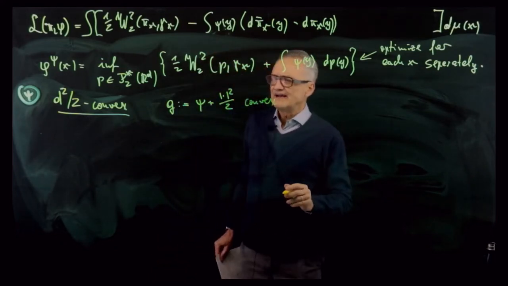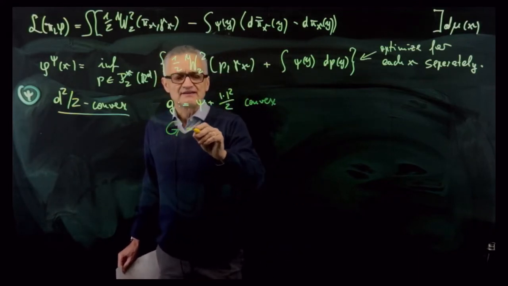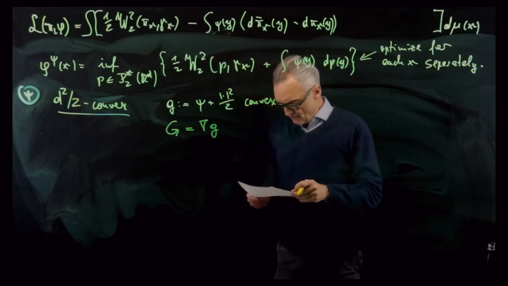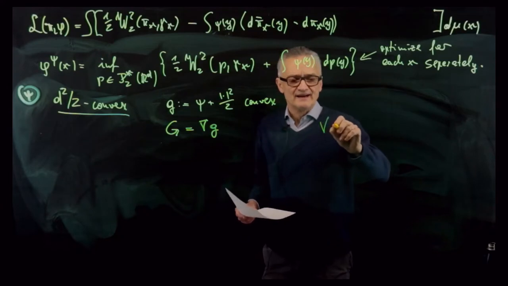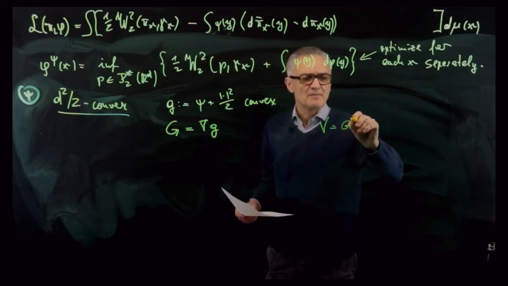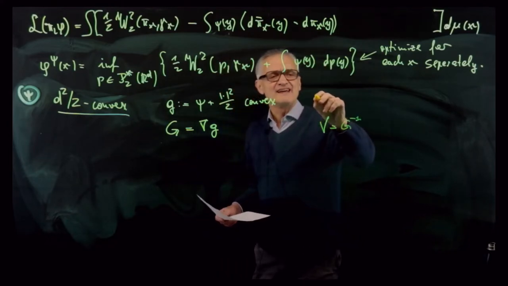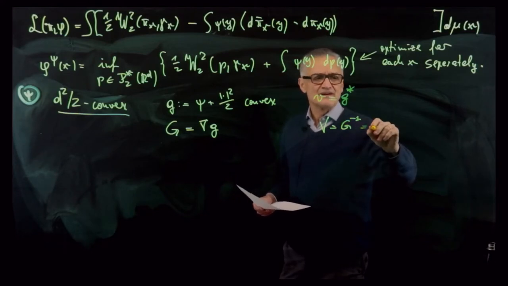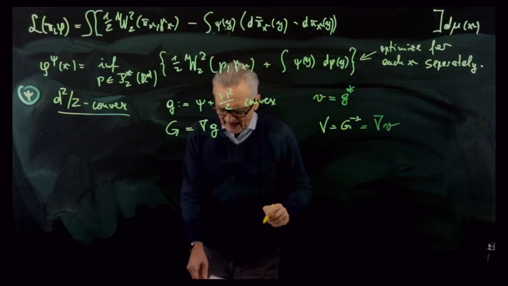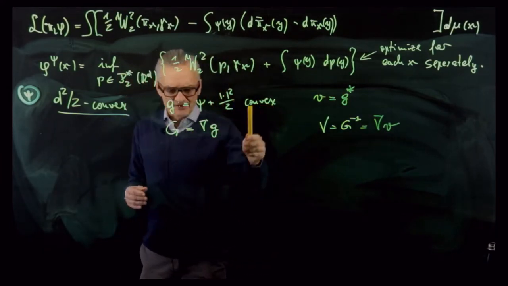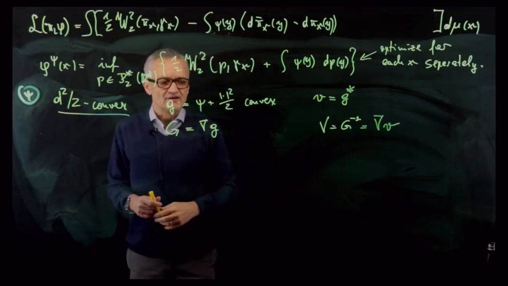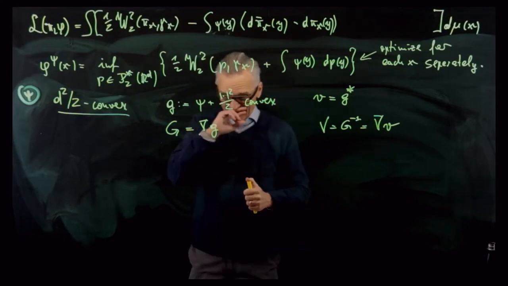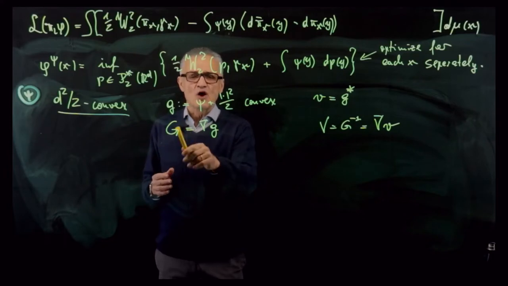Okay, and now I introduce some notation. I take G equal to nabla of little g, and I call V equal to G to the minus 1, and V is equal to nabla of G star. What am I doing here? If I have a convex function, then the derivative of the convex function, which I denote here by capital G, and we try to organize the notation somehow consistently, is an optimal map.